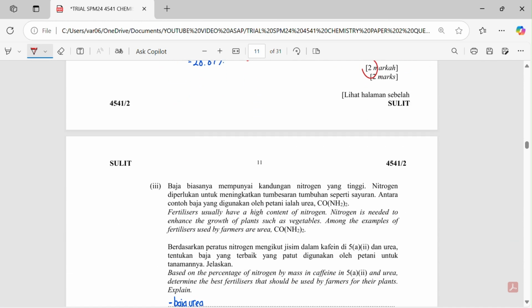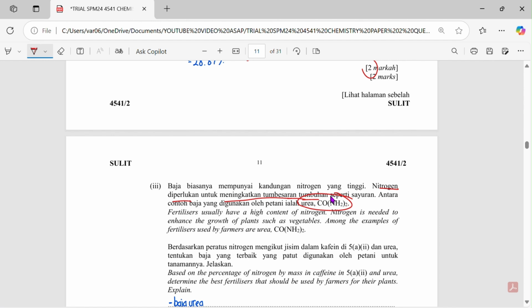Baja biasanya mempunyai kandungan nitrogen yang tinggi. Okay, nitrogen diperlukan untuk meningkatkan pembesaran tumbuhan. So nitrogen is good. The more nitrogen, the higher the rate of growth for that plant. Antara contoh baja yang digunakan oleh petani ialah urea. Berdasarkan peratus nitrogen mengikut jisim dalam kafein dan urea, tentukan baja yang terbaik yang patut digunakan oleh petani untuk tanamannya.